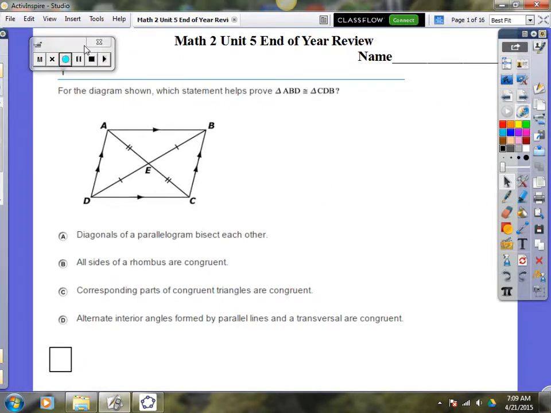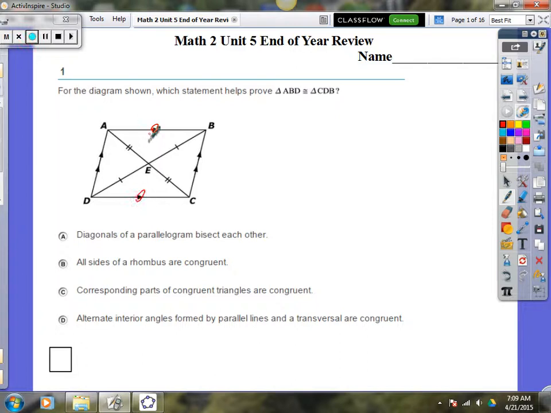Number one. Okay, if you're looking at this parallelogram, the big idea is these lines are parallel. These markings are what you've got to pay attention to. Top and bottom are parallel, left and right are parallel, and it looks like these diagonals are bisecting each other. So this piece is congruent to this piece, so that must be the midpoint. And this piece is congruent to this piece, so that must be the midpoint.